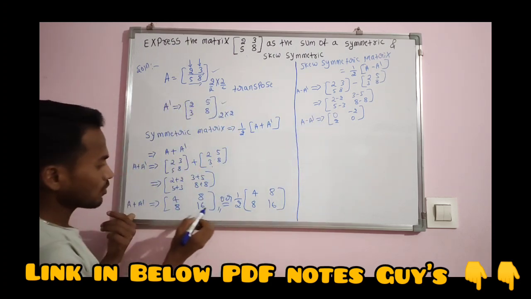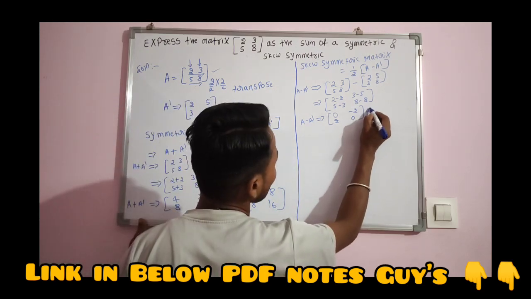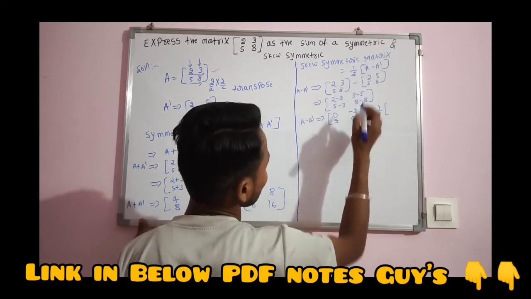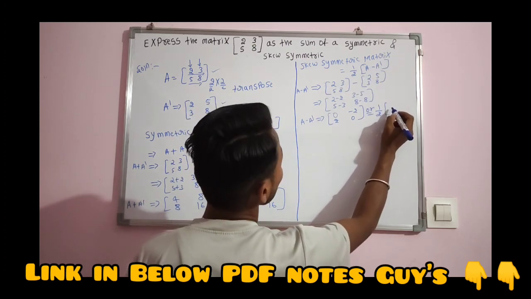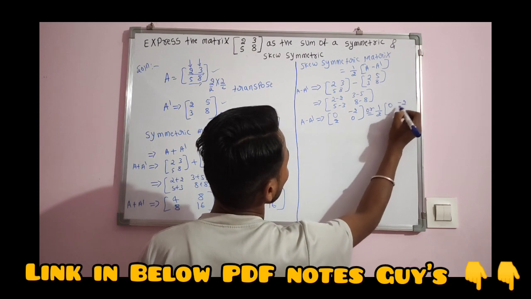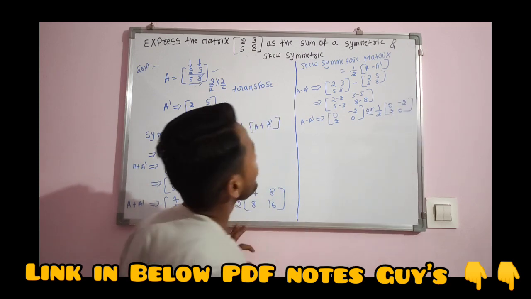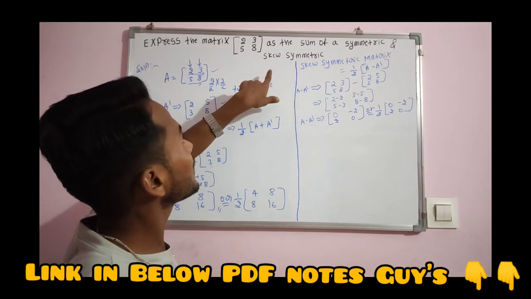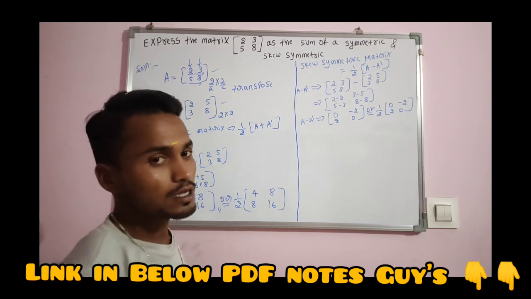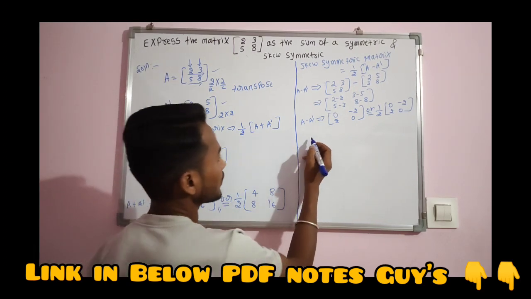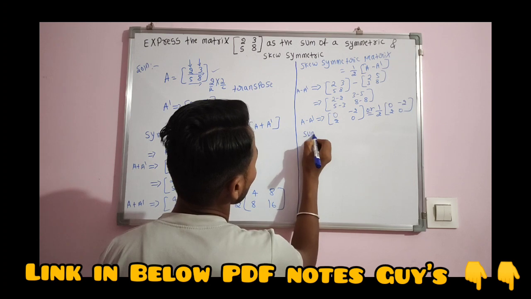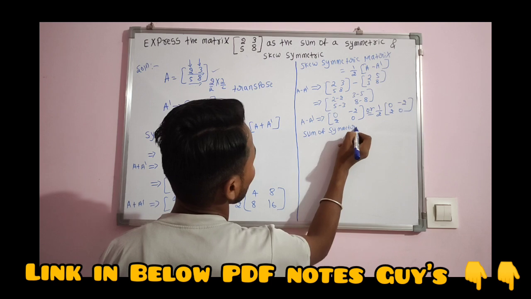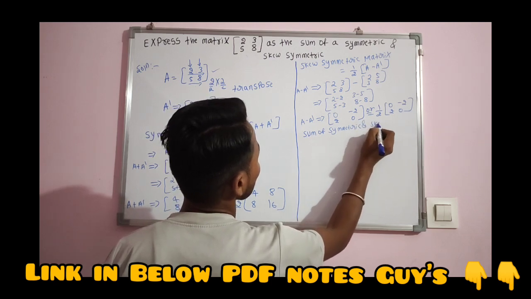This is A minus A dash. I can directly put here A minus A dash, which is 0, minus 2, 2, 0. Okay. So now find the sum of the symmetric and skew symmetric matrix. Sum means adding these here. Sum of symmetric and skew symmetric.